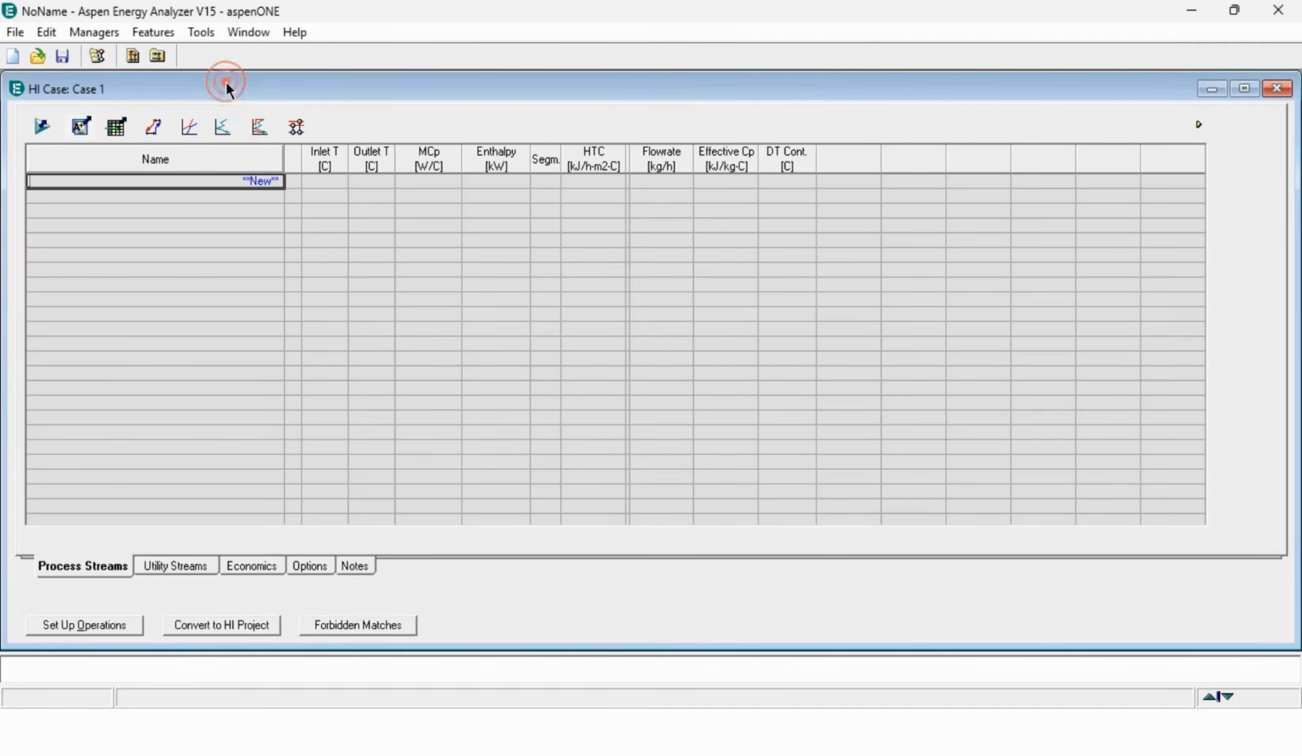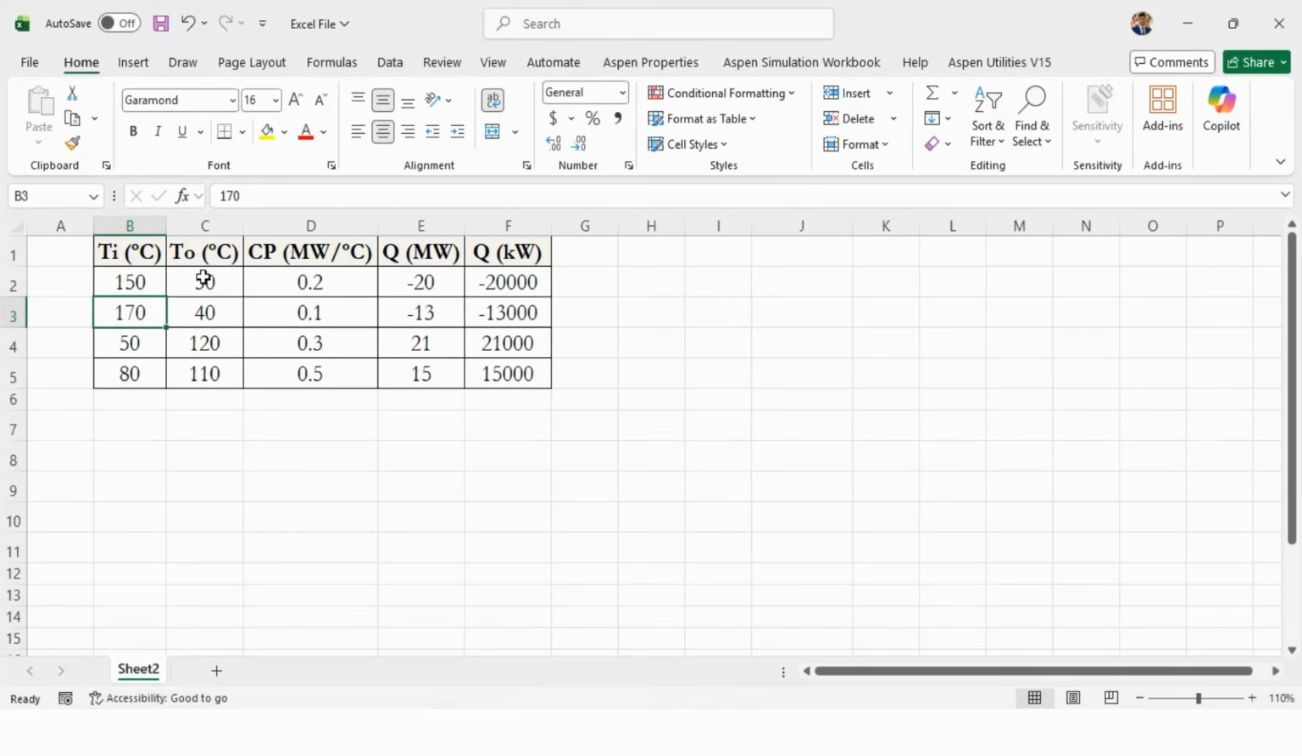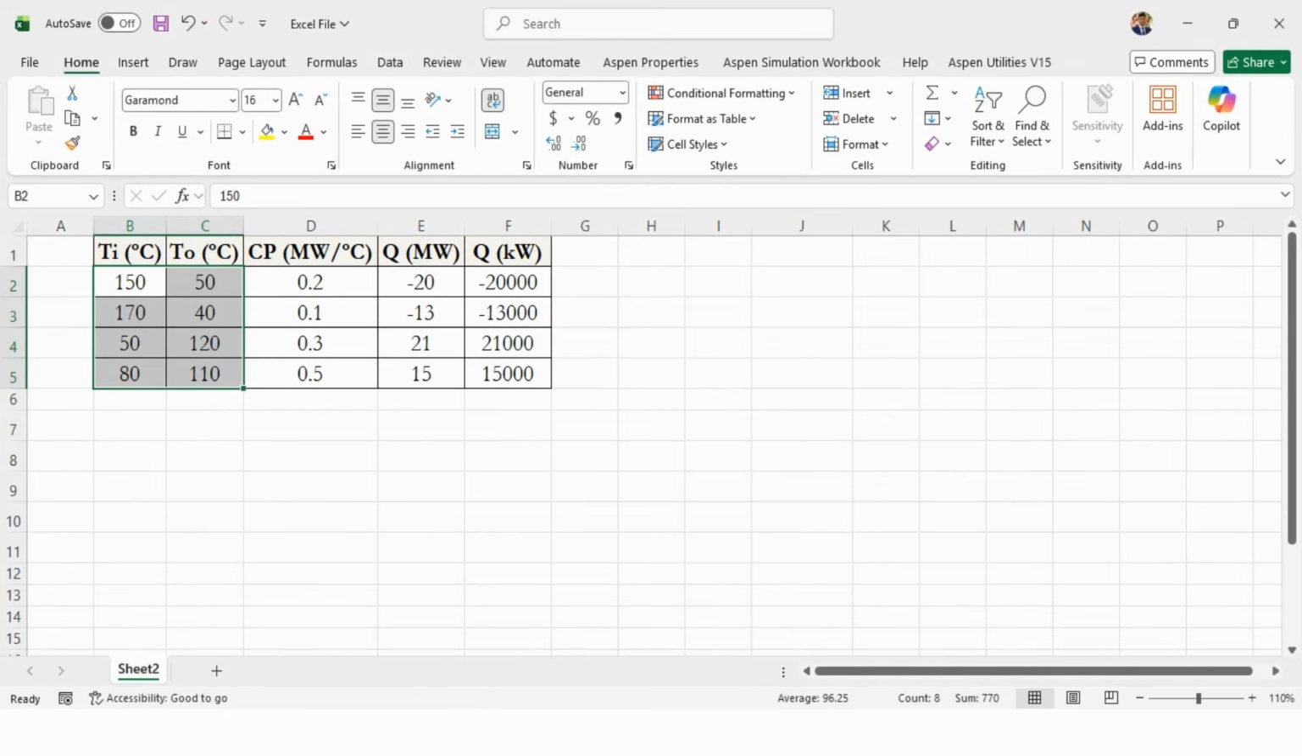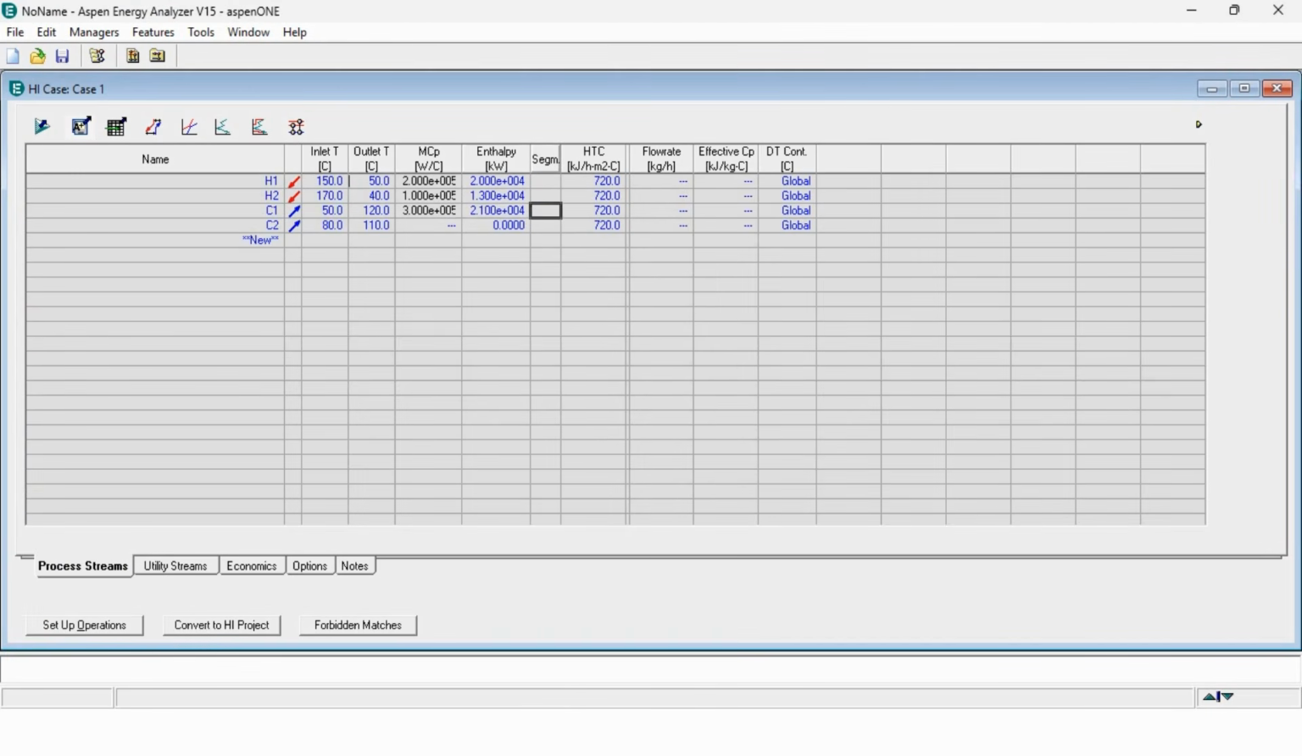So coming to Aspen Energy Analyzer, we will first create our case, and we will first add H1, H2, C1, C2. These are our 4 process streams. We have data in Excel, so I will simply copy paste the data of T in and T out, which is the inlet temperature and outlet temperature. For Q, 20 megawatt and 13 megawatt for hot streams, while for cold streams, 21 megawatt and 15 megawatt is the information given to us.